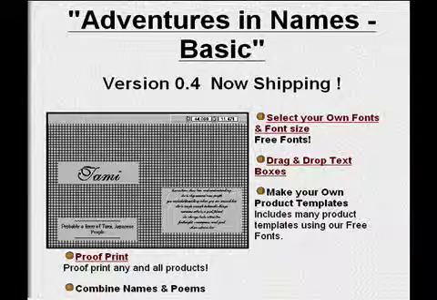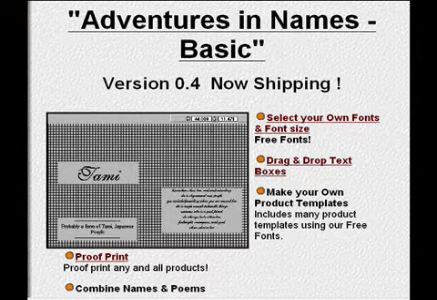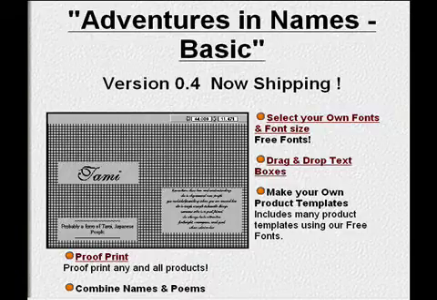In order to use Adventures in Names 0.5, you must already have Adventures in Names 0.4 installed on your computer. If you're running an earlier version, or if you're running the DOS version, then of course you'll have to install the 0.4 first. In order to find out if you're running 0.4, you need to go to the Help menu and look on the About button. I'll show you how to do that at this point.